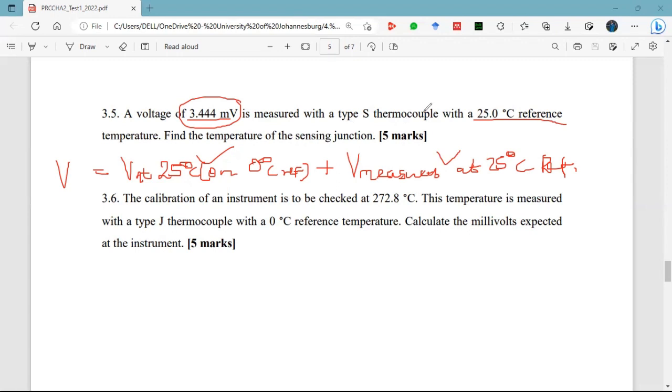This is the only difference. This is the only tricky part here. The voltage, you add. So you go to your table that is at 0 degrees Celsius reference temperature, and you go to 25 degrees and find the voltage at 25 degrees on that particular table. And then you add that one to the one that was measured at the temperature that they gave you.